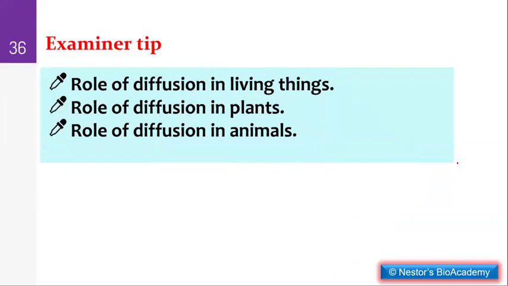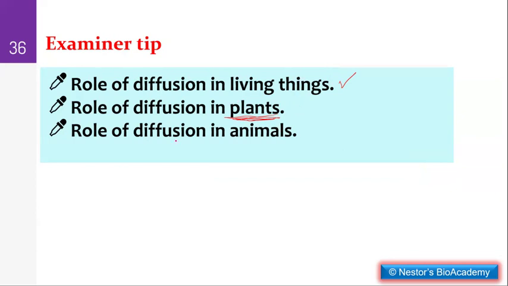with the way you can be examined here. There can be a question asking you on the role of diffusion in living things. Here you can illustrate everything we have talked about. Then you can also have role of diffusion in plants. So you have to be very careful not to list down answers like absorption of end products of digestion, because that one will be in animals, not in plants.